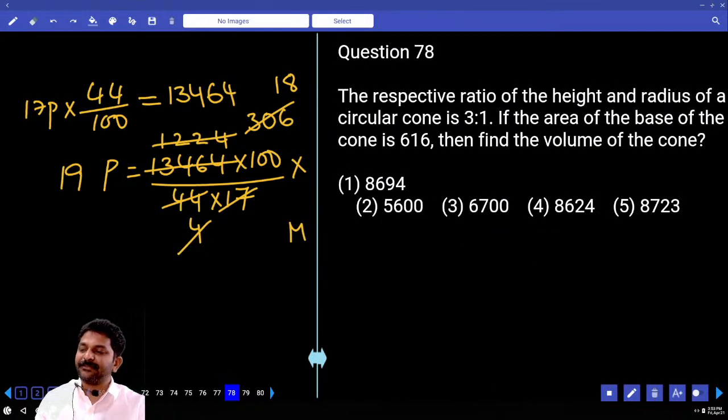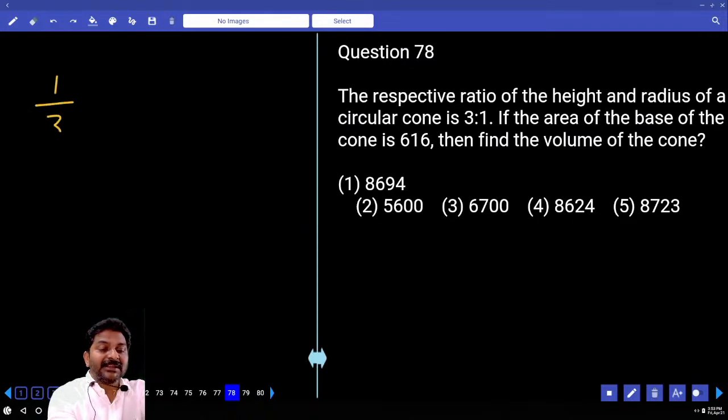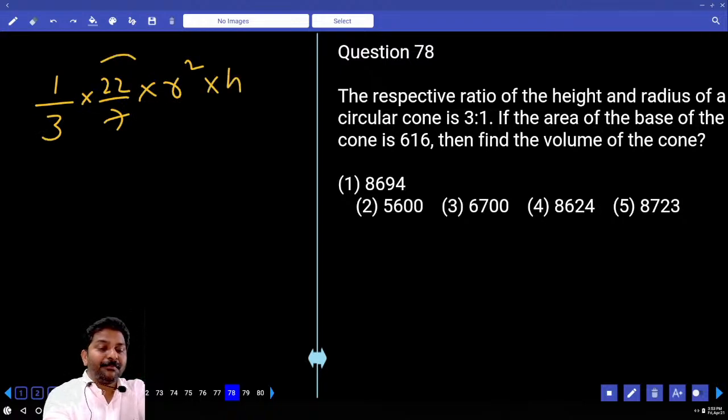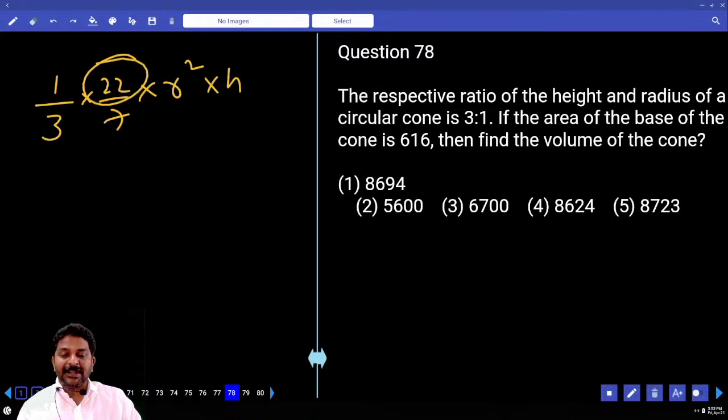The respective ratio of length and height and radius of a circular cone is 3:1. The area of the base of the cone is 616. Find the volume of the cone. Volume of the cone formula: 1/3 pi r square h. Pi is involved. Answer must be a multiple of 11.